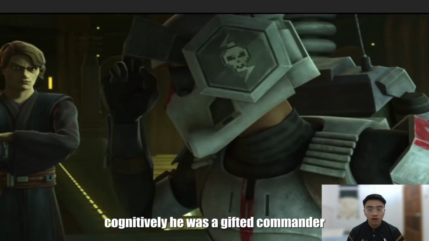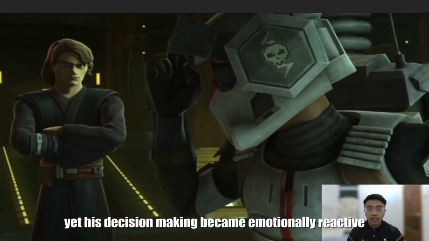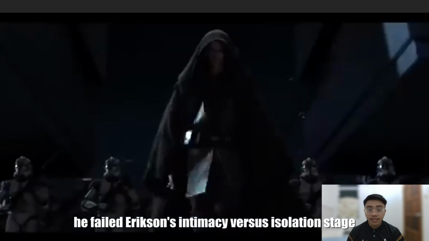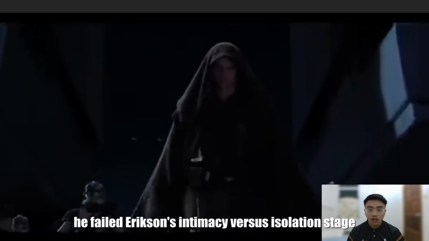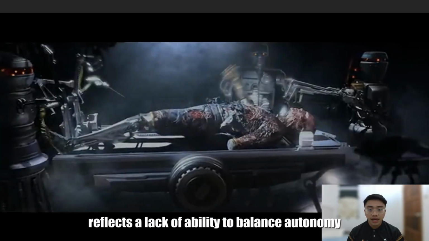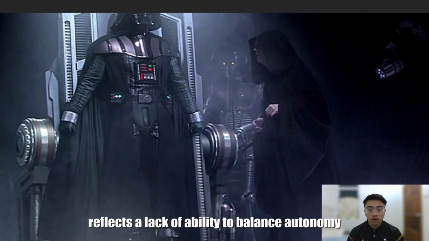Cognitively, he was a gifted commander, yet his decision-making became emotional. Psychosocially, he failed Erikson's intimacy versus isolation stage, opting for control of choice. His descent into Vader reflects a lack of ability to balance autonomy and emotional vulnerability.